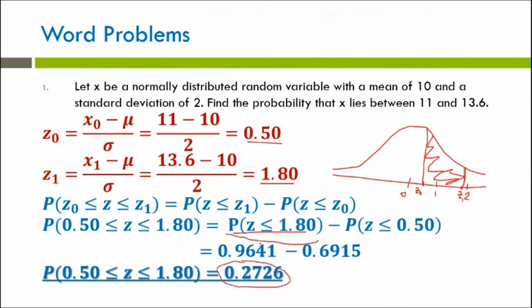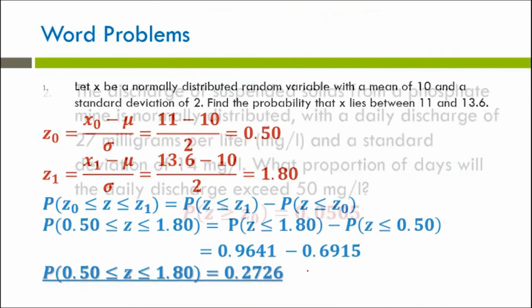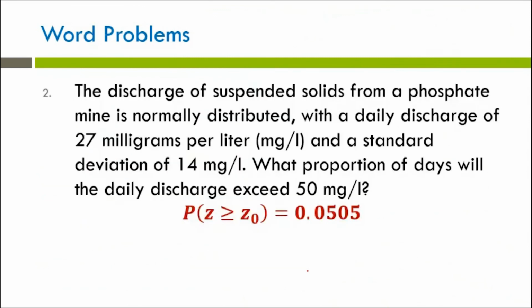So the probability that the value x lies between 11 and 13.6 is 27.26%. So that is how we solve word problems related to standardized distribution. Okay, now here is a problem which has the answer, and I want you to solve this one. It's quite the same. Now, there are given values here.